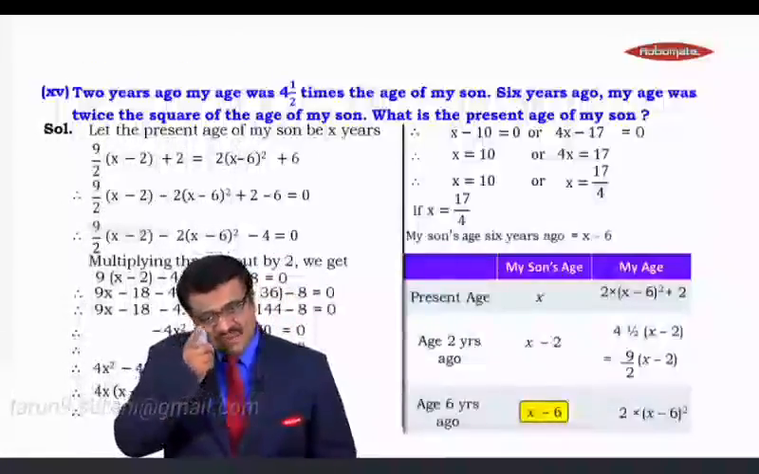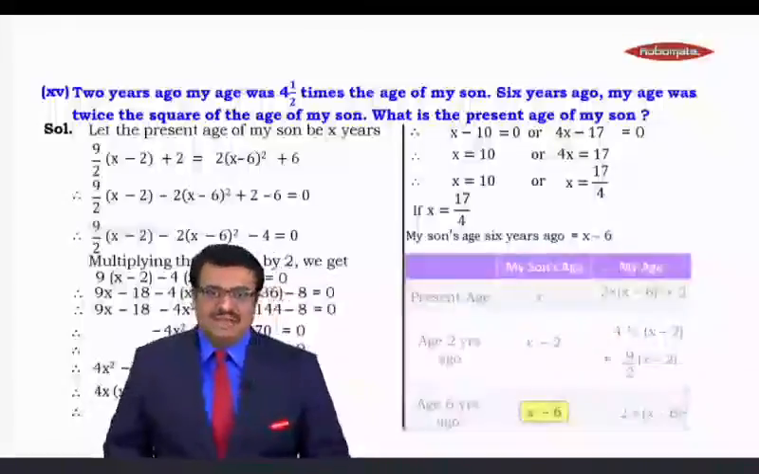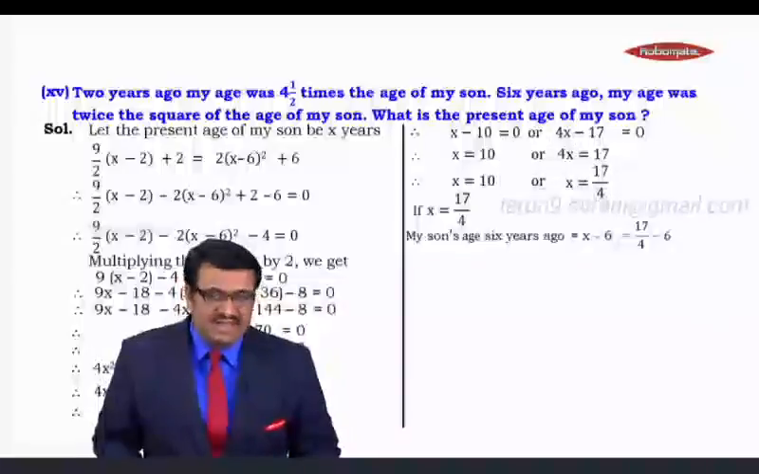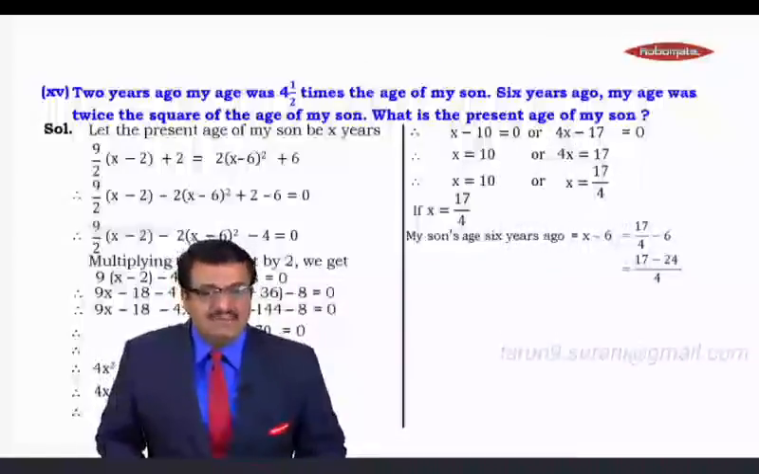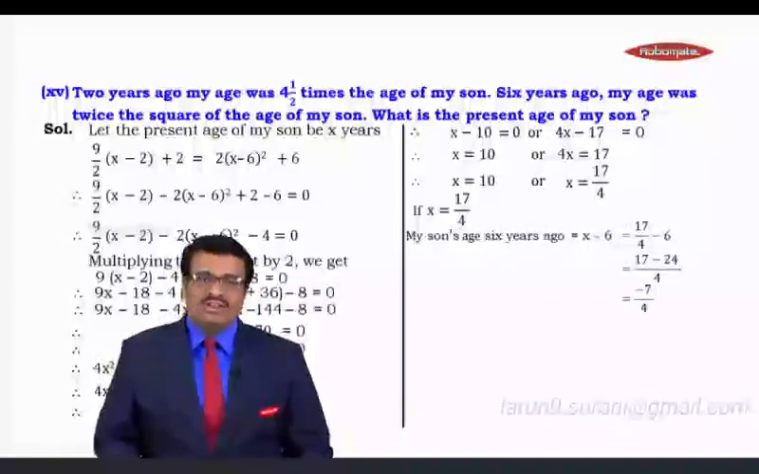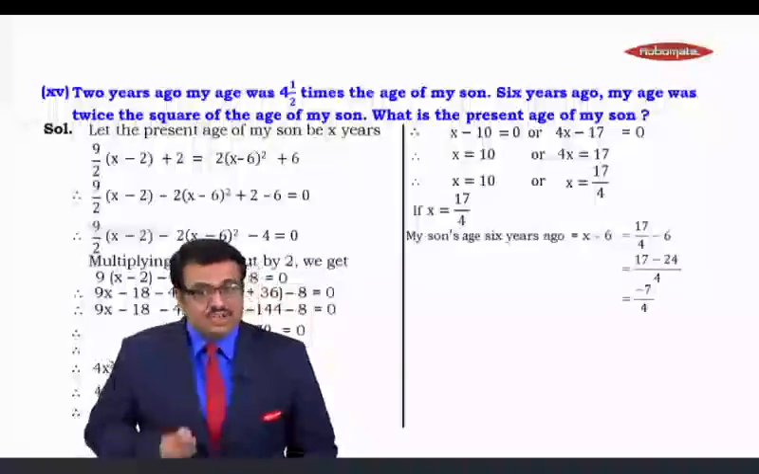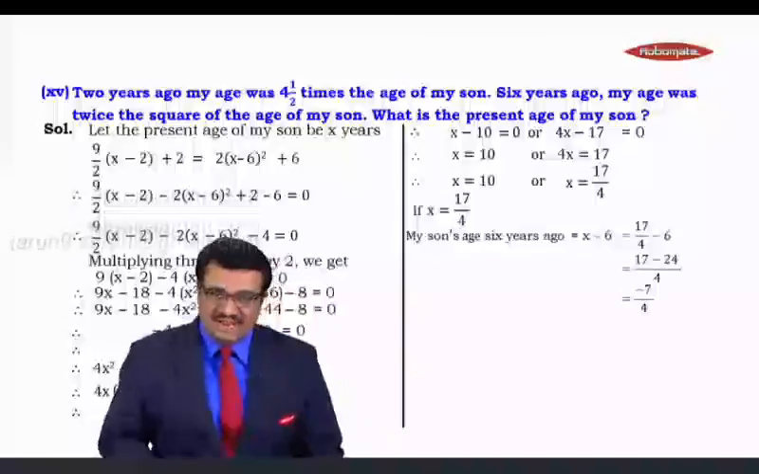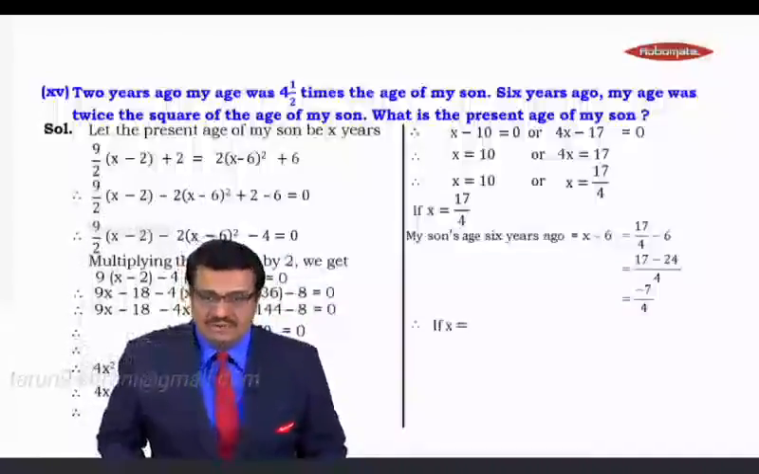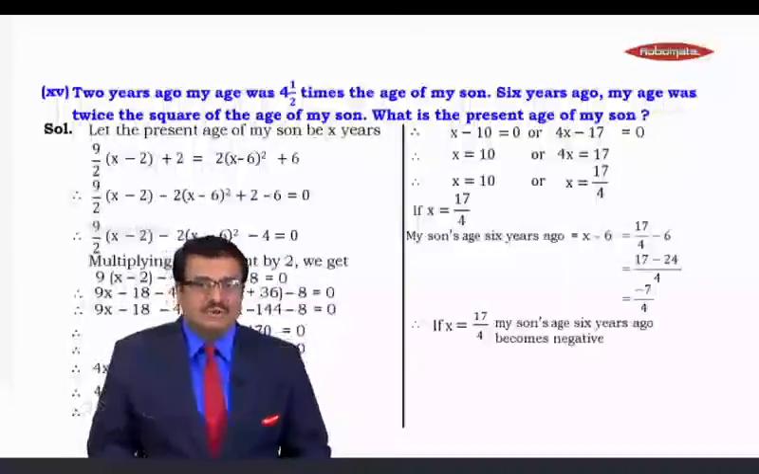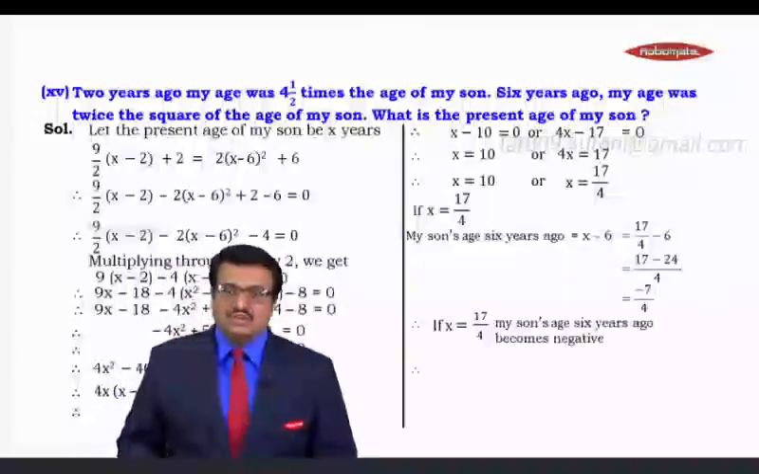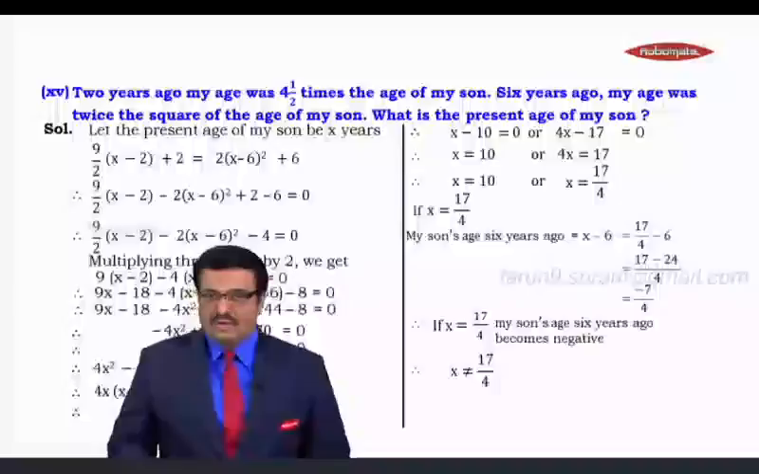Right? Now in this place of x, we'll put the value of x. Value of x is 17 upon 4. So 17 upon 4 minus 6 you will get. And if you take the LCM, it will be 17 minus 24 upon 4, which is nothing but minus 7 upon 4. So if x is 17 upon 4, my son's age 6 years ago becomes negative, which is not acceptable. So x is not equal to 17 upon 4.